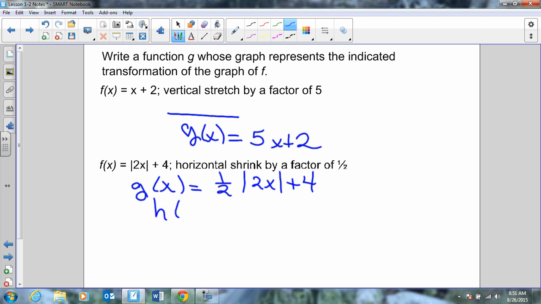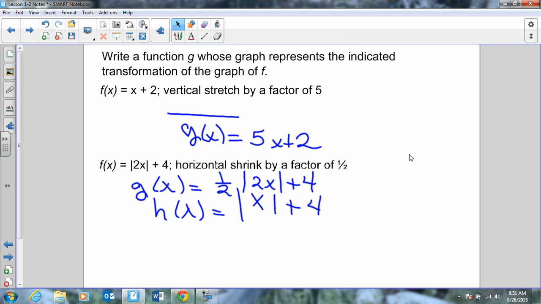It could be h of x equals 1/2 times 2, which would be 1x plus 4. So we're thinking one or the other. We're not sure which, right? So let's put that in Desmos and find out. Okay. So we have 1/2 times the absolute value of 2x plus 4 as one of our possibilities, and just plain old absolute value of x plus 4. My original was the absolute value of 2x plus 4.